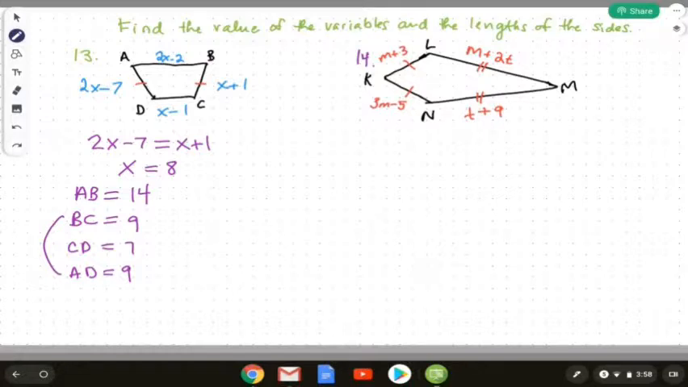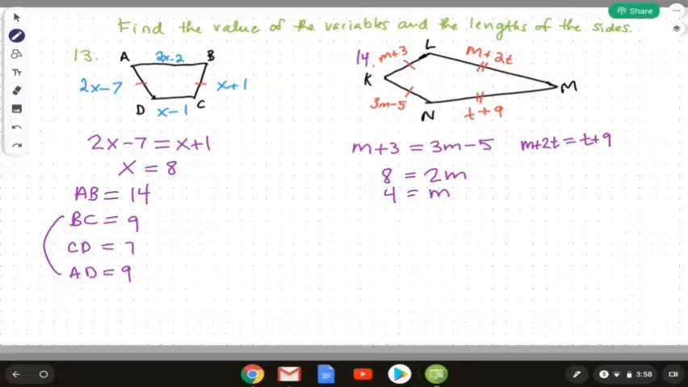Okay, moving to the next figure, this is the one that's given as a kite because I know that both adjacent sides are congruent. So I'm just going to compare those ones that are congruent to each other. So I'll do m plus 3 equals 3m minus 5. All right, that's going to give me 2m equals 8, so m equals 4. And then I can use that as I find what t is. So my other pair of congruent sides give me m plus 2t equals t plus 9.